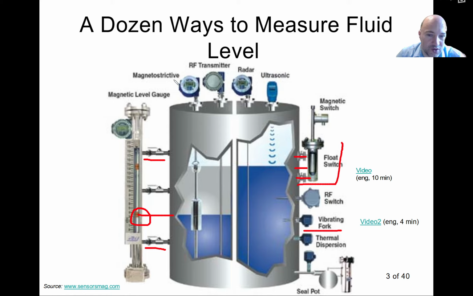One is called magnetostrictive. This is also a continuous measurement, but it is based on the magnetic properties of a rod that is inserted in the liquid level tank. And here we have something similar to the radar, but the radar is using an antenna on top, while this transmitter has a rod that is submerged, and we measure the time delay and the different properties of the gas above the liquid level and of the liquid level itself.